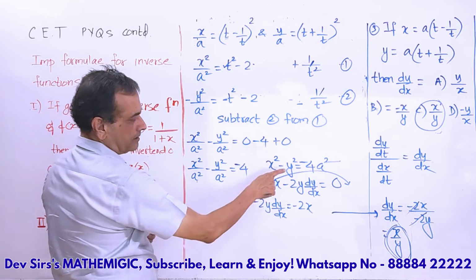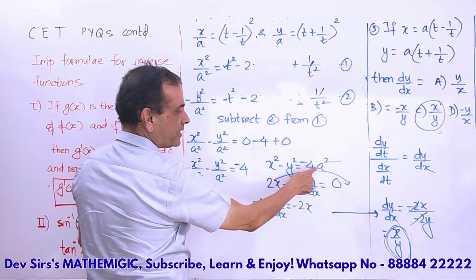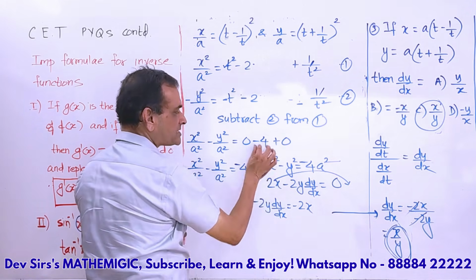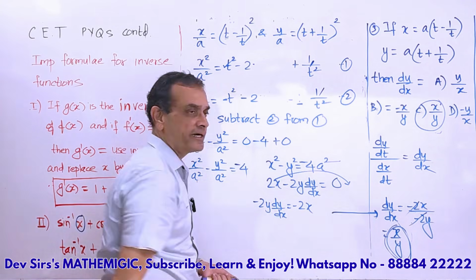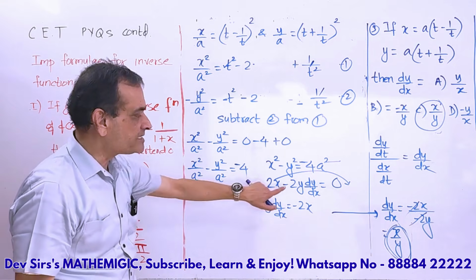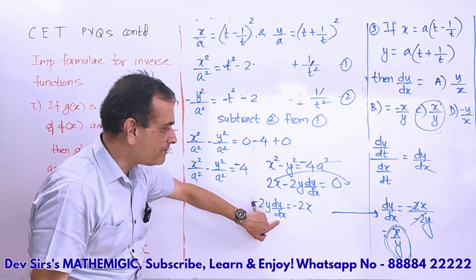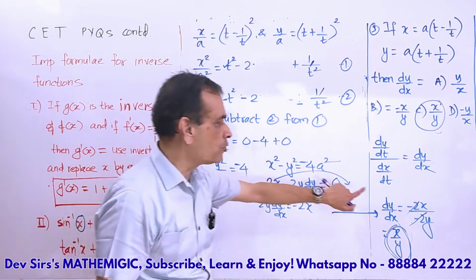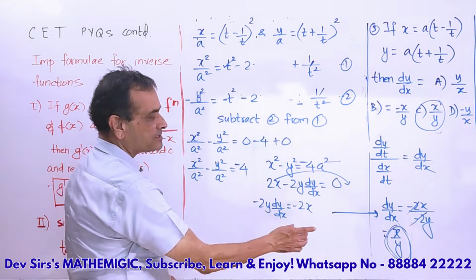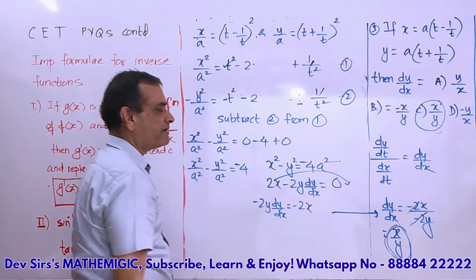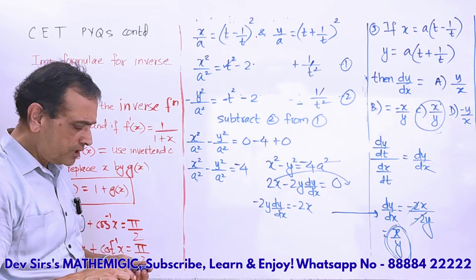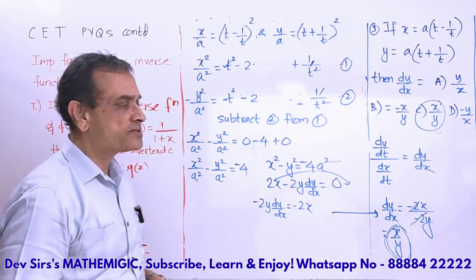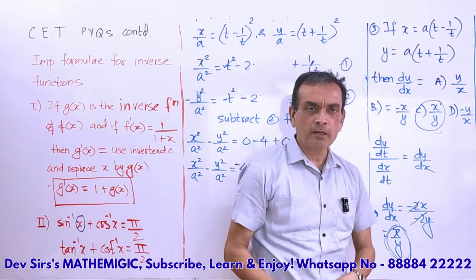Did you notice? The derivative of minus 4a squared is also 0, because minus 4a squared is a constant. So finally you get the same thing, minus 2y dy by dx is equal to minus 2x. So minus 2x upon minus 2y, dy by dx is x upon y. Followed? Okay, so these were certain simple shortcuts for today.